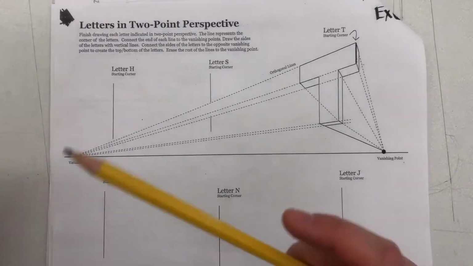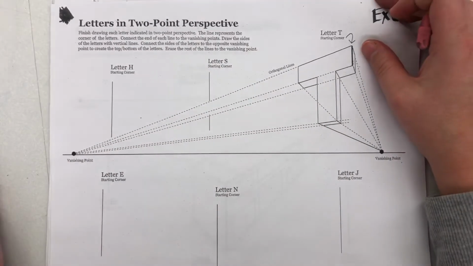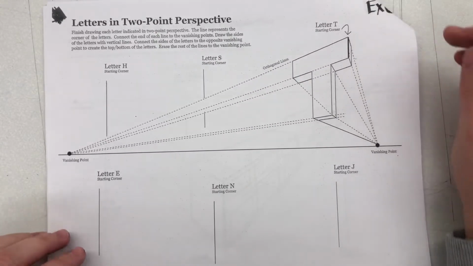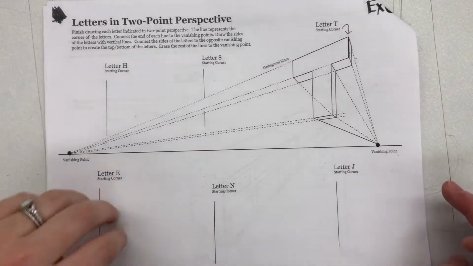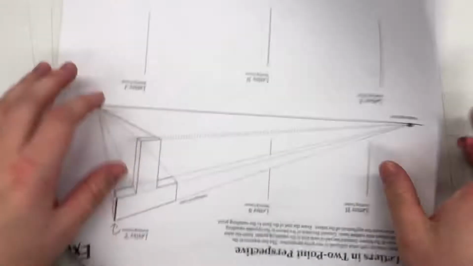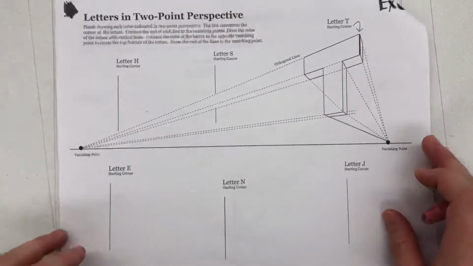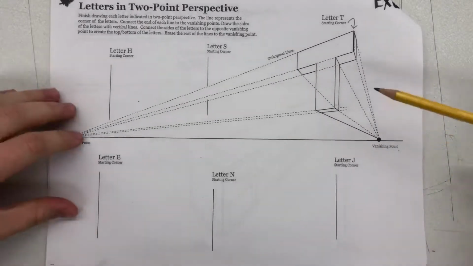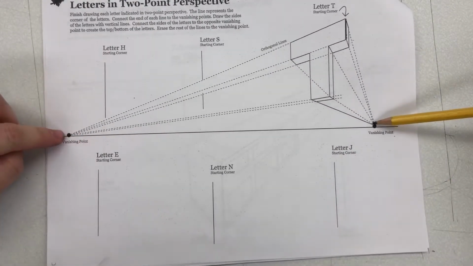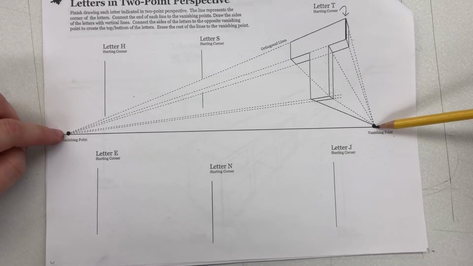Alrighty, we are looking at exercise 6. This is some letters in 2-point perspective. So exercise 5 was just boxes. We're making it a little bit more complex now. So let's take a look at what we're seeing here. We have 2 points, 2-point perspective.